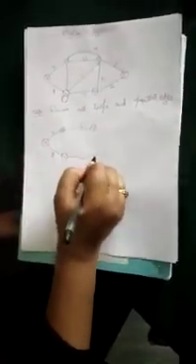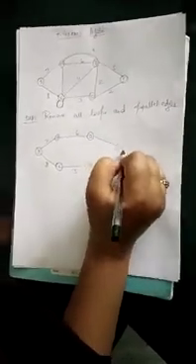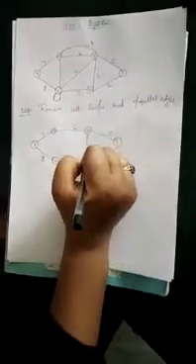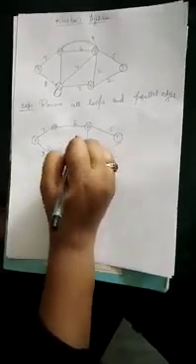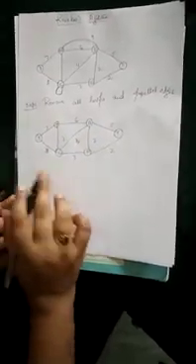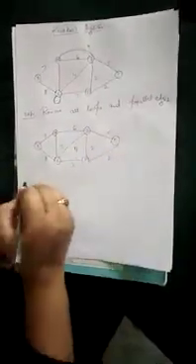So now C to D will be 3. Then B to T will be 5. D to T will be 2. And this is 2. This is 4 and this is 3. Okay. So this is the first step wherein we are going to remove all loops and the parallel edges.